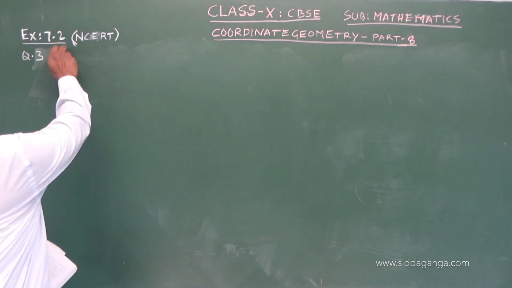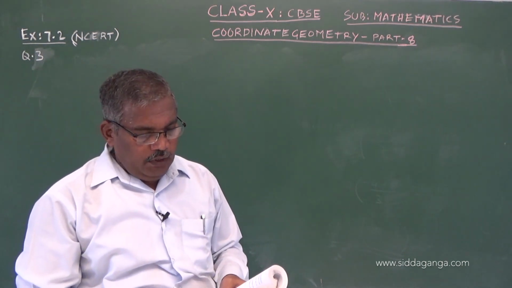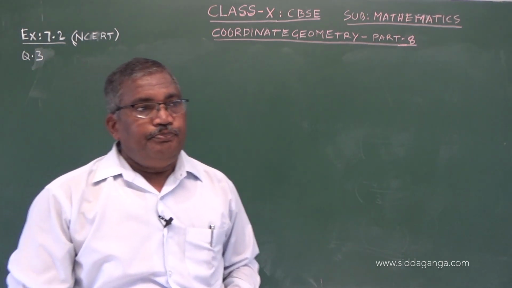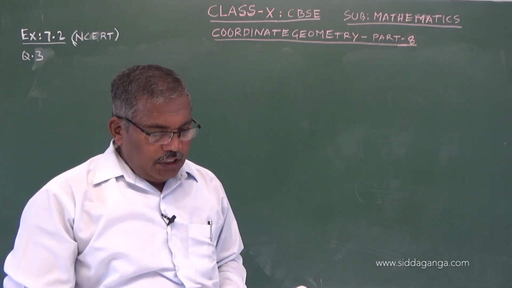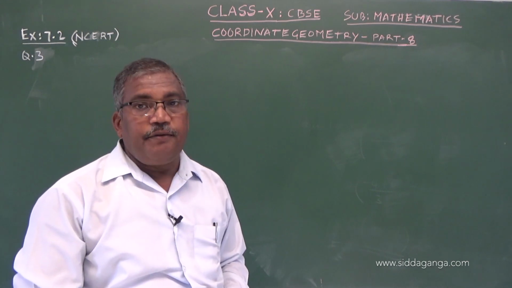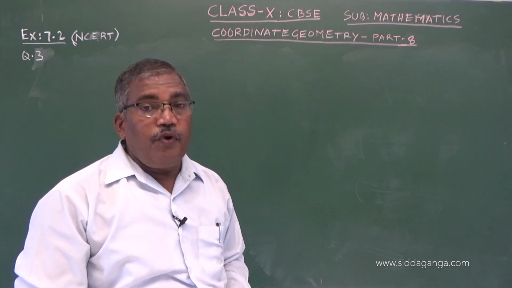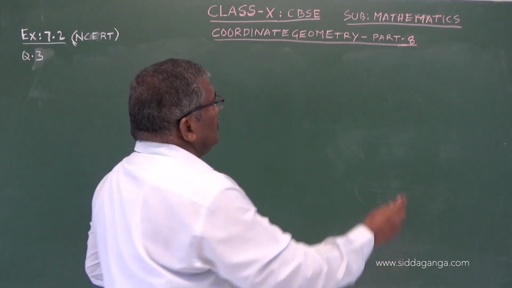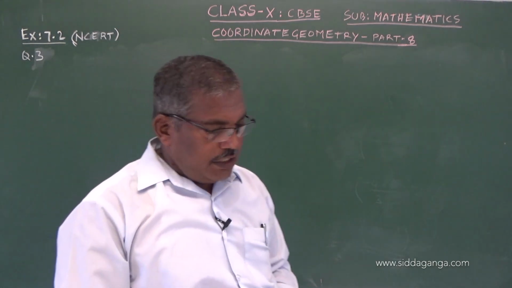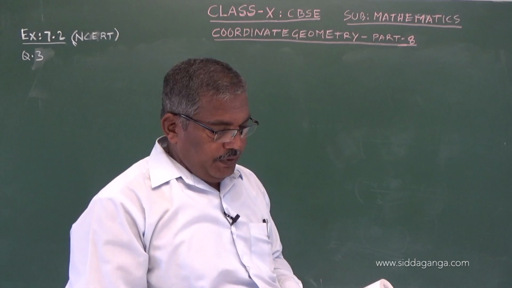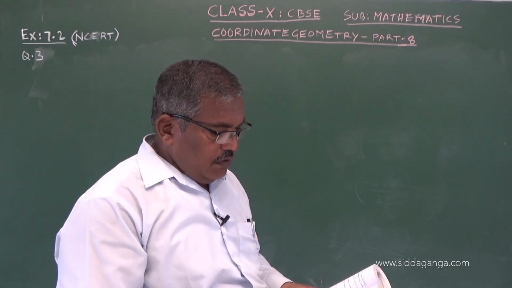Question number 3 in exercise 7.2. You carefully observe this problem. To conduct sports day activity in your rectangular shaped school ground ABCD. So there is a school ground, it is of the rectangular shape. Lines have been drawn with chalk powder at a distance of 1 meter each.